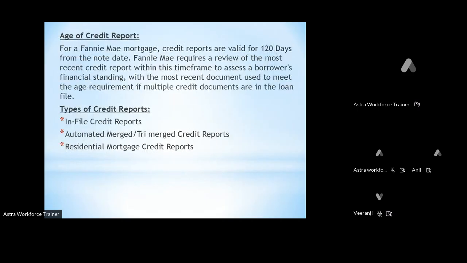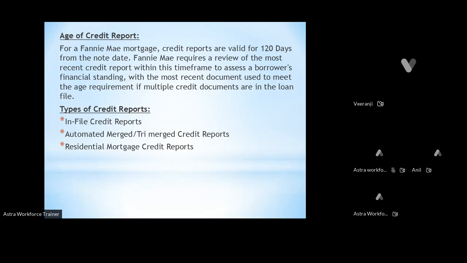Now, Virendra, can you please read it? Age of credit report. For Fannie Mae mortgage, credit reports are valid for 120 days from the note date. Fannie Mae requires the most recent credit report within this time frame to assess a borrower's financial standing, with the most recent document used to meet the age requirement if multiple credit documents are in the loan file.